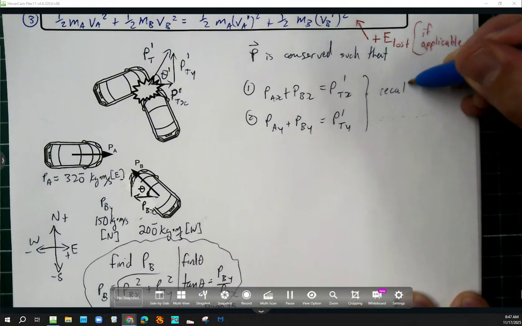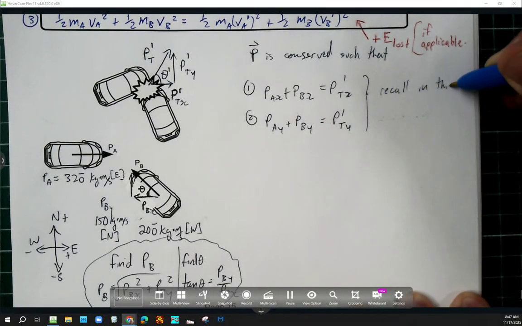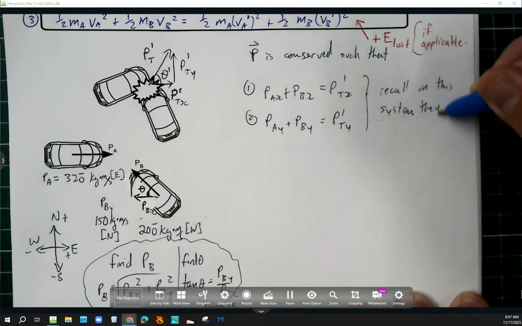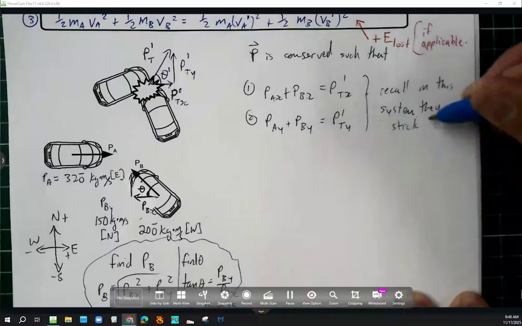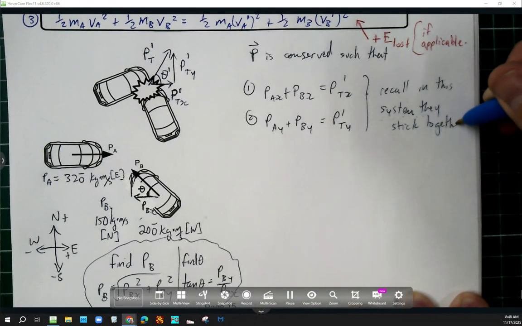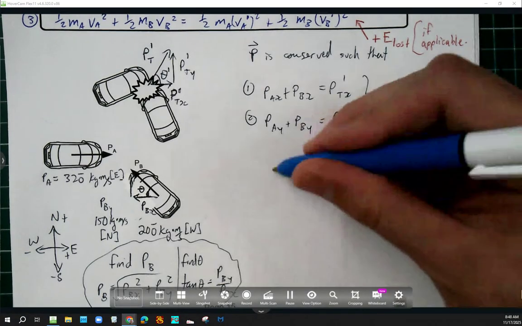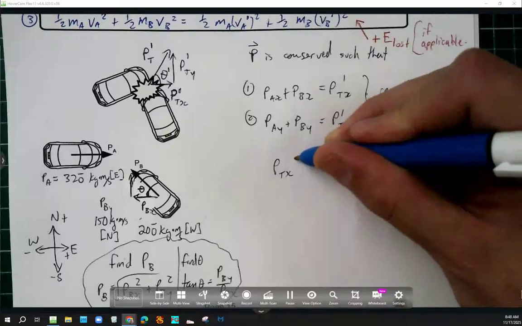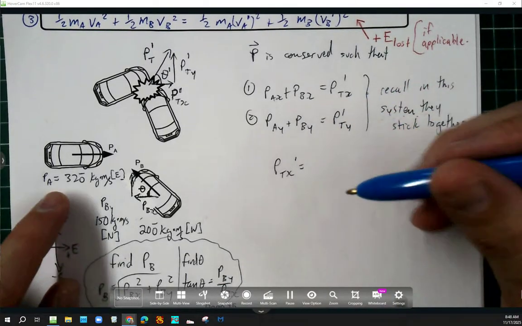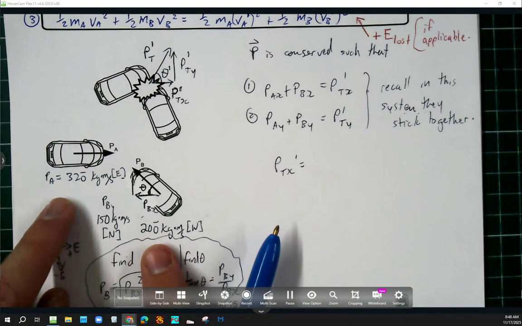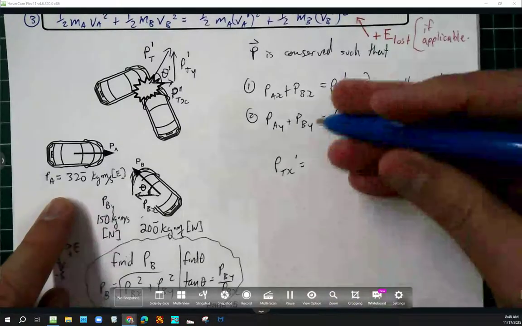Recall, in this system, they stick together. So that would make this a perfectly inelastic system. In this case, P total x primed, well, let's look. Where am I getting my P total x's from? It's just going to be the sum of the horizontal bits, right? So I can just add them up.